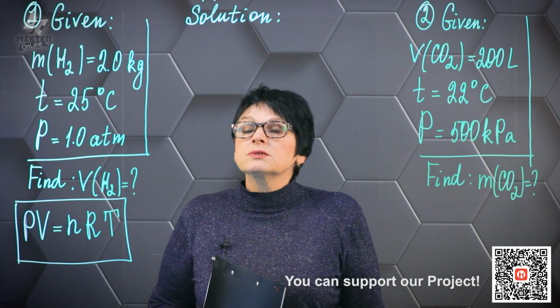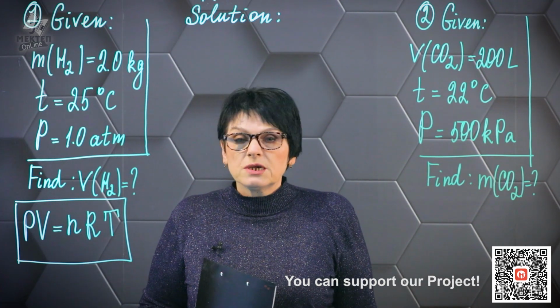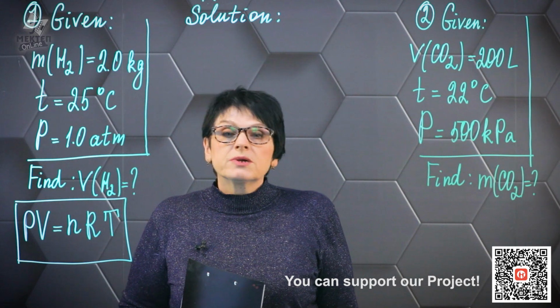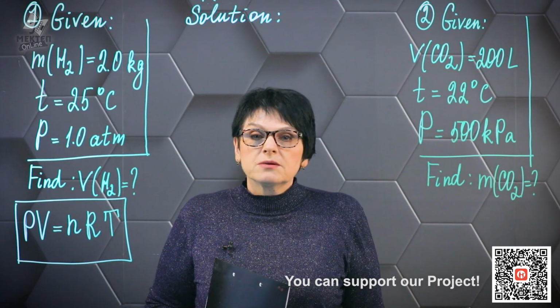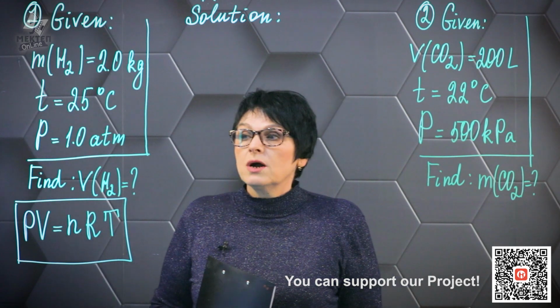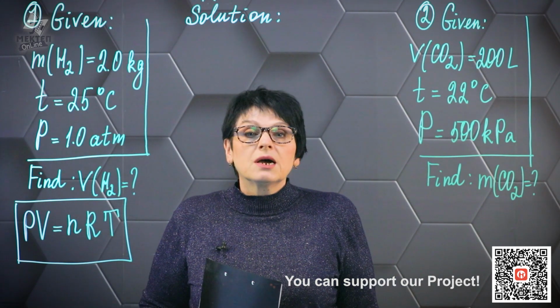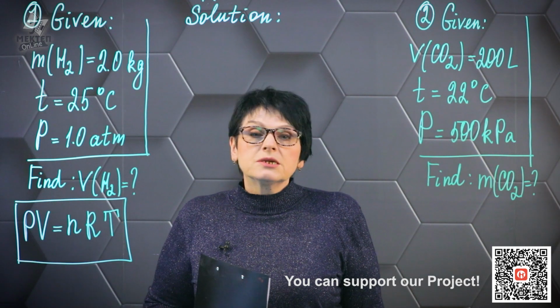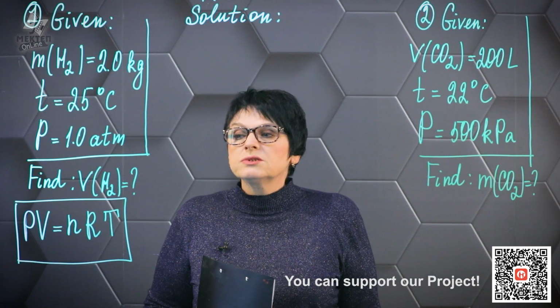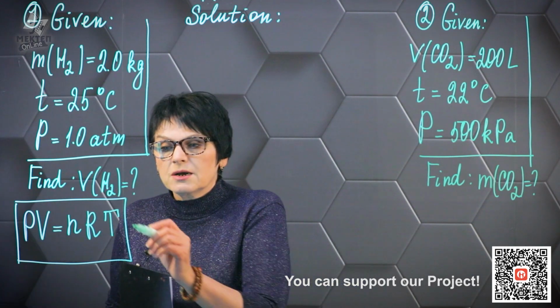Now let's see what it tells us in the first problem. The mass of hydrogen is known: 2 kilograms. The temperature at which this mass is measured is 25 degrees Celsius, that is room temperature. The pressure exerted by this gas is 1 atmosphere. And we are asked what volume this gas, hydrogen, will occupy under these conditions.